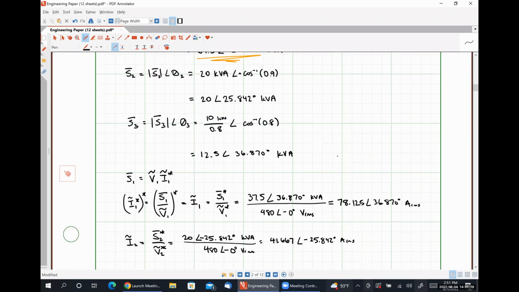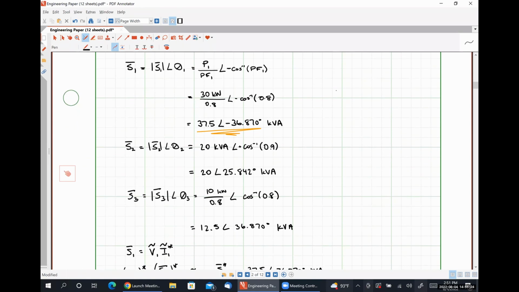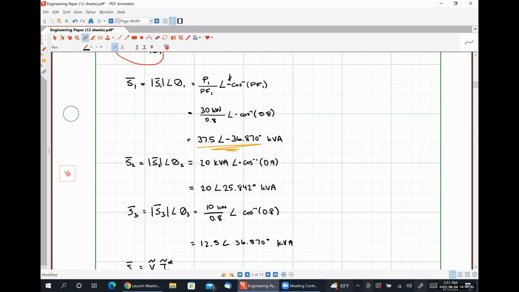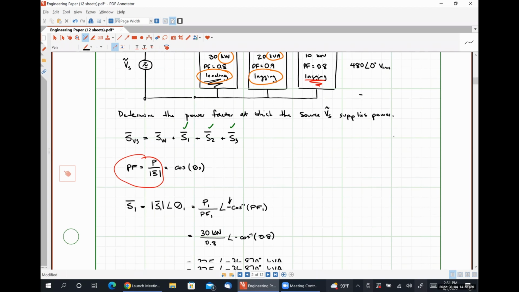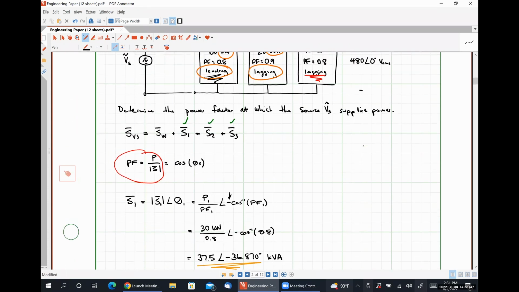Now, if we look up here at some of these intermediate steps that we took, S1 right here, calculating the complex power absorbed by load 1, we put this negative sign right here because we were told that the power factor was leading. When we calculated S2, we put this positive sign right here because we were told that the power factor was lagging. Did that help to clarify things, Devarier? All righty.